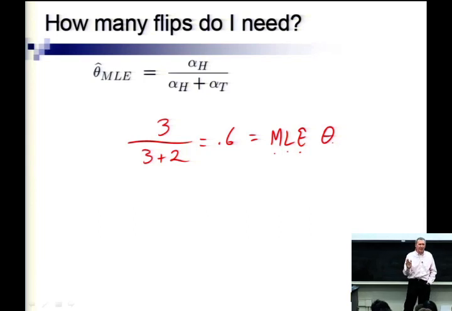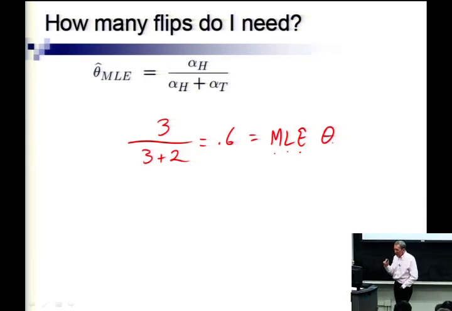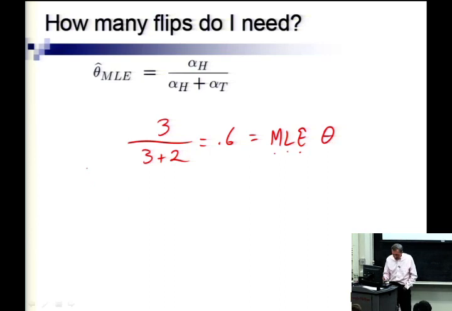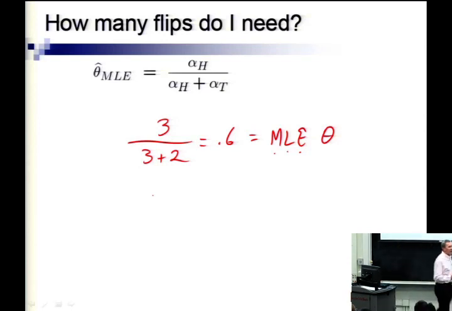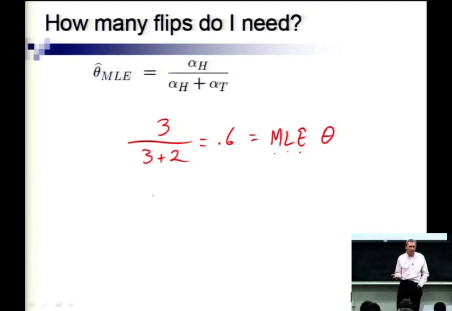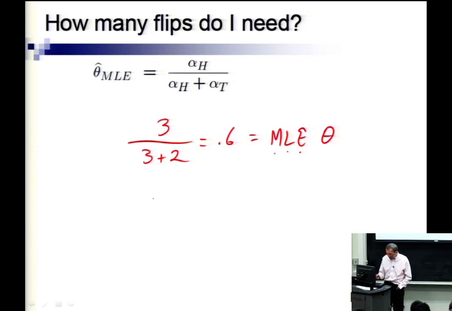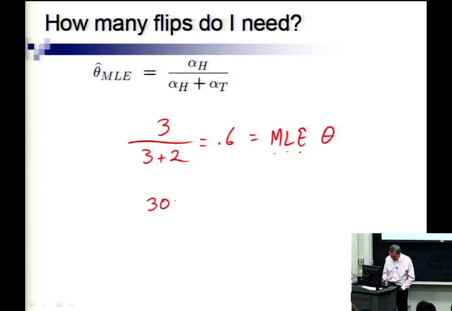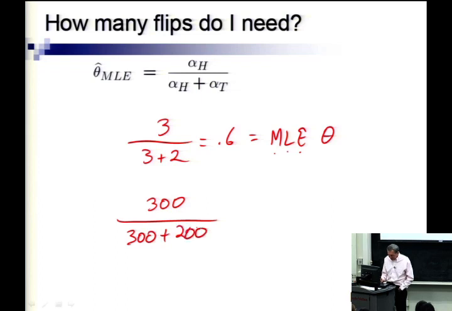Okay, now there's one little subtlety here I'd like to raise, which is, what if you had a lot of spare time on your hands and you flipped that coin, flipped that thumbtack 1,000 times instead of 5 times, and you got... suppose you flipped it only 500 times and you got that number.